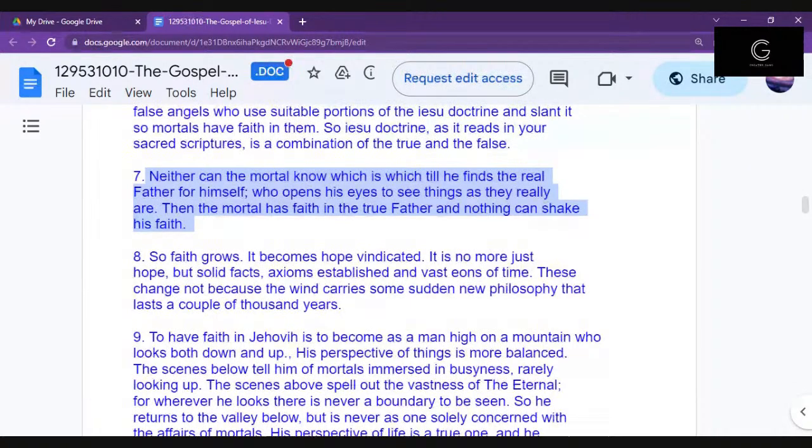Then the mortal has faith in the true Father, and nothing can shake his faith. Sell a faith. Try to sell a faith that's on the Savior born of man. Any one of us. Even the youngest faithers.